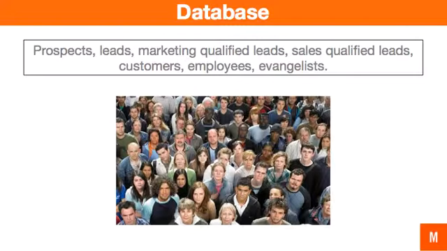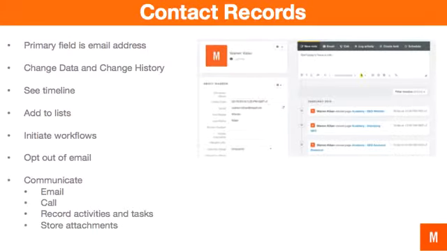So I think this is fairly obvious, but what exactly are we talking about when we speak about contacts? It's essentially your database made up of prospects, leads, marketing qualified leads, sales qualified leads, customers, employees, evangelists, and so on. And within this database is all the information you have about them, from their telephone number to their email address and whatever else you've asked them, as well as the history of what pages they've visited on your website, what social media links they've clicked on. This is obviously if you use a system such as HubSpot. So I am giving you an example here of what can be done within a contact record within HubSpot.